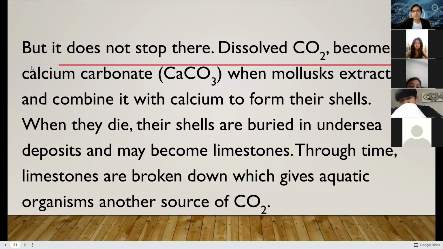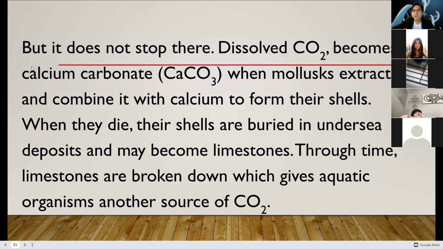But it does not stop there. Dissolved CO2 becomes calcium carbonate, when mollusks extract and combine it with calcium to form their shells. Just like your coral reefs and your mollusks, it is actually composed of calcium carbonate, which is a mixture of CO2 and calcium.